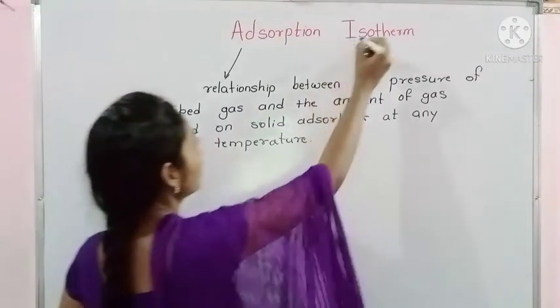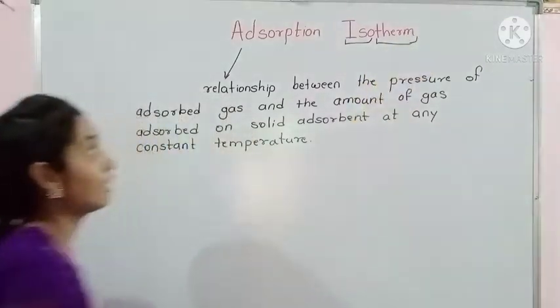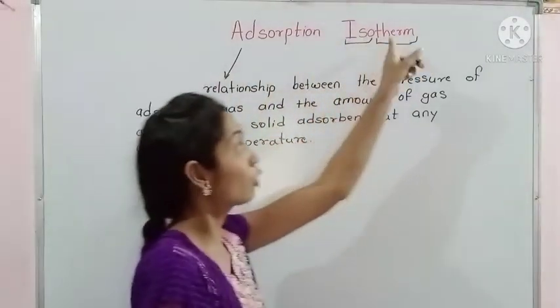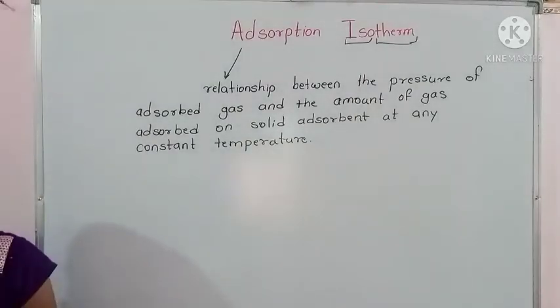Here, iso means constant, therm means temperature. The name indicates that the adsorption takes place at constant temperature. The adsorption of a gas on a solid adsorbent in a closed vessel is a reversible process.